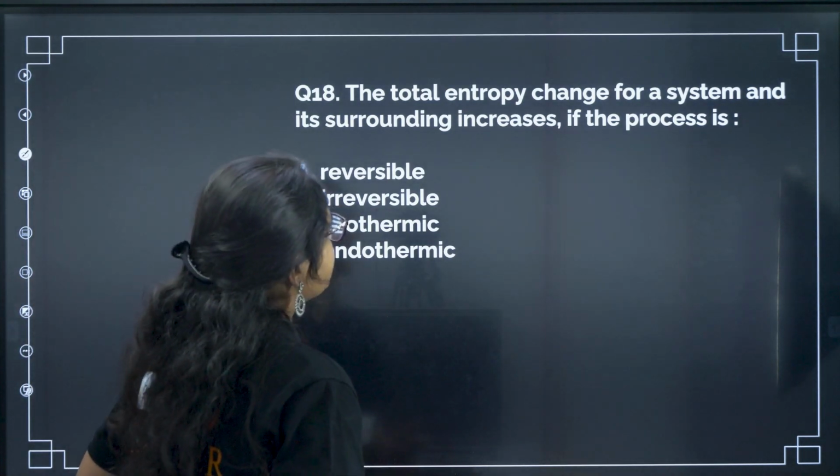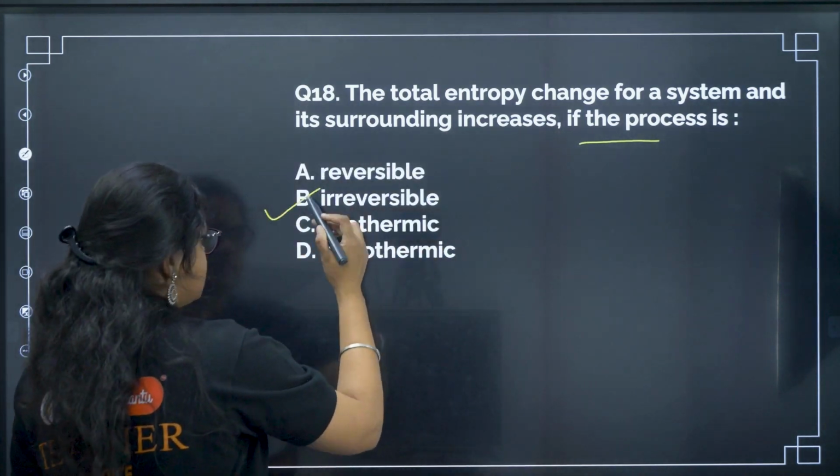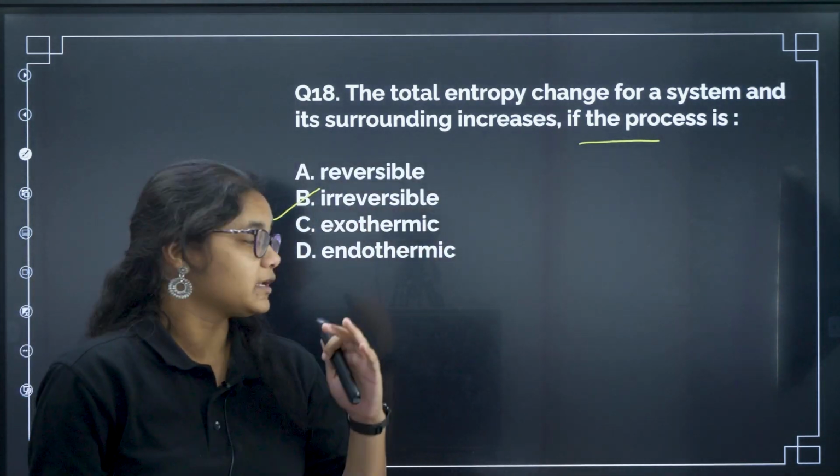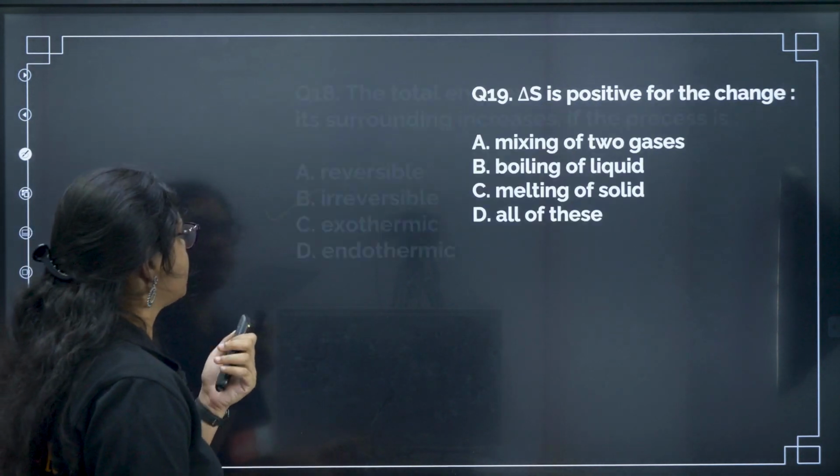The total entropy change for a system and its surrounding increases if the process is irreversible, right? For an irreversible process, the entropy always increases. So the correct answer is option number B.